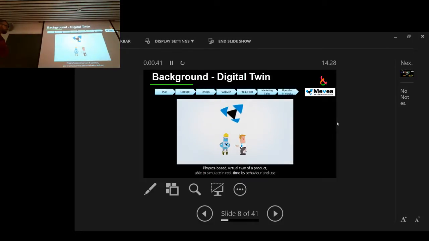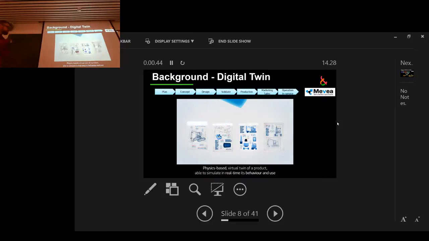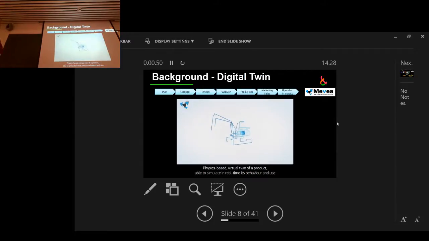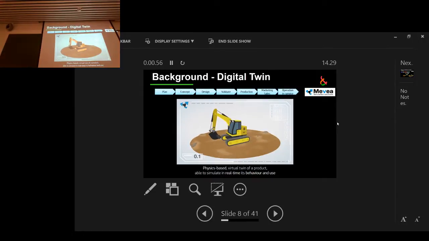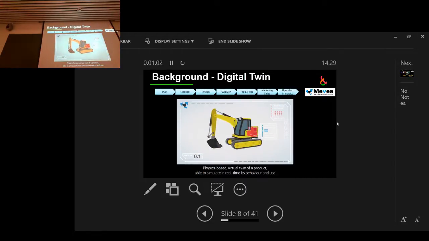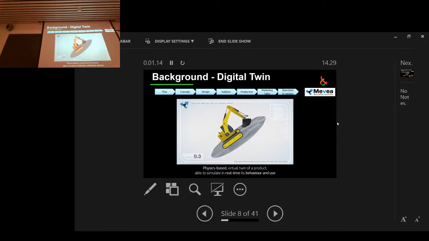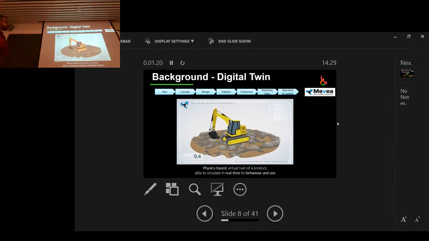Mevea combines all plans for your machine into a single virtual model called Digital Twin. This includes all the components necessary to build your machine, such as the interface to the wheel control system. The digital twin that is created is a virtual physics-based representation of your machine, capable of simulating its behavior and use in real time. The Mevea software simulates real-life physics, so the machine can be tested in different environments and on the actual tasks that it's designed for. You will be able to detect potential problems before anything is even built.